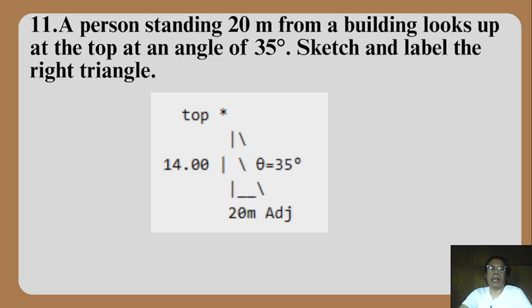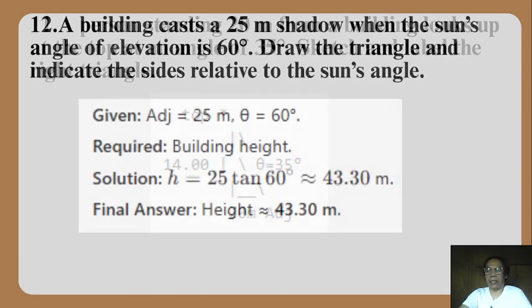The angle of inclination is 35 degrees with the ground. The adjacent side is 20 meters. And then the opposite is 14 meters.